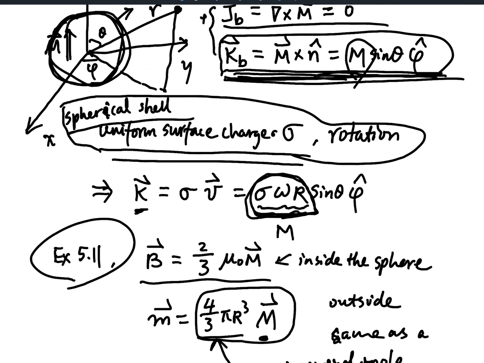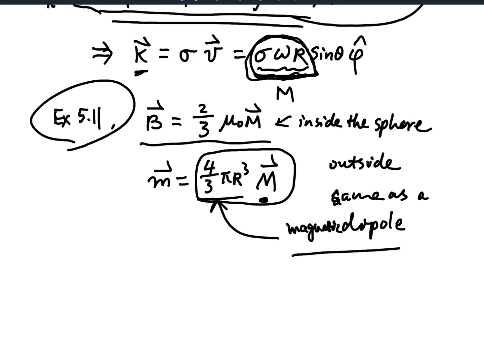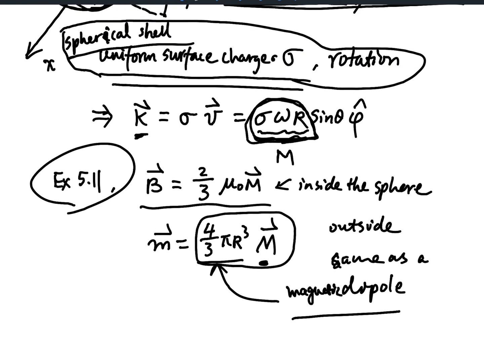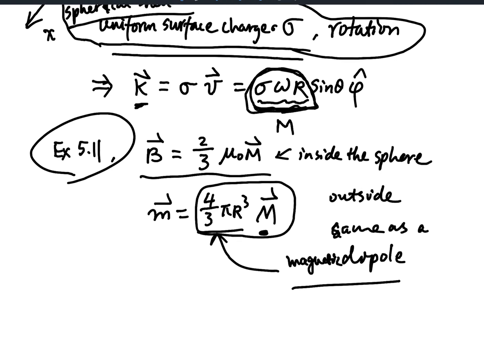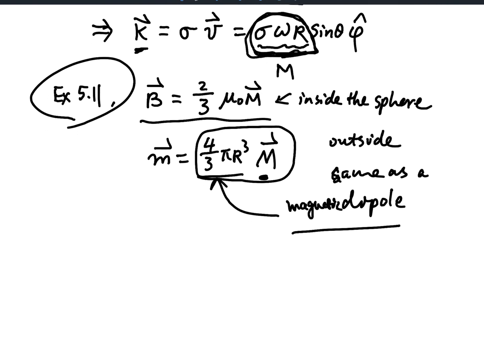This example seems to be complicated, but after you consider this, it is pretty straightforward, and we can use the information that we described before for a rotating, spinning spherical shell with a uniform surface charge. You can use that knowledge to figure out the magnetic field for a uniformly magnetized sphere.